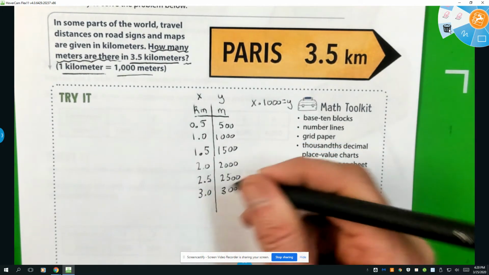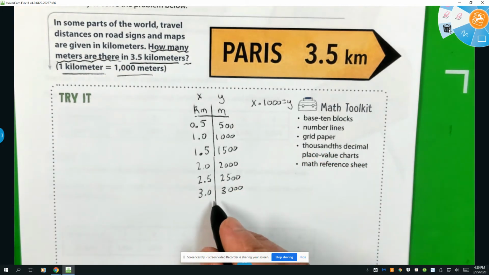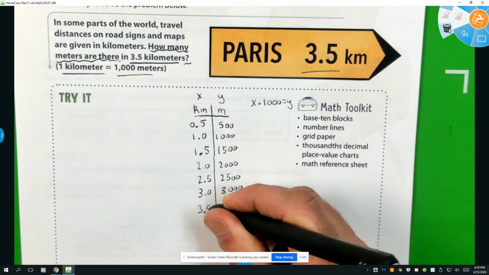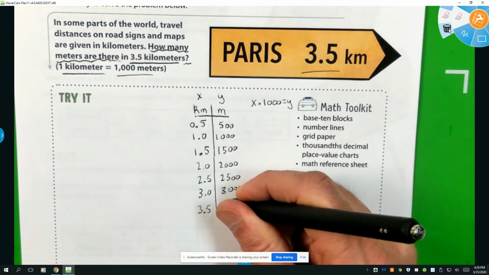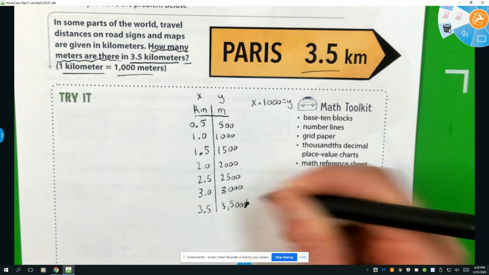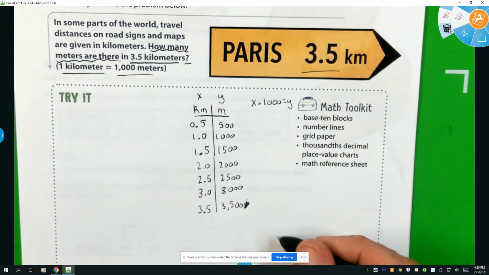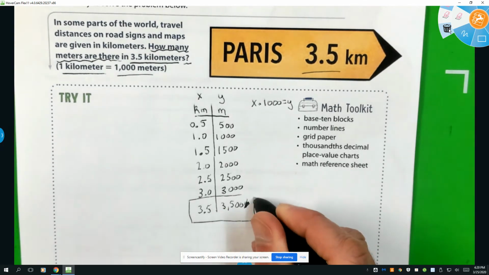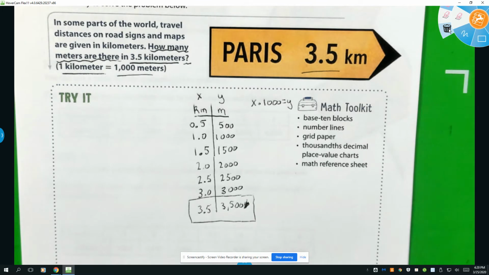And now we are getting to 3.5 kilometers. And this is as far as I have to go. 3.5 kilometers is 3,500 meters. All right, so we have an answer. We know what it is, but we can't just stop there with the table.